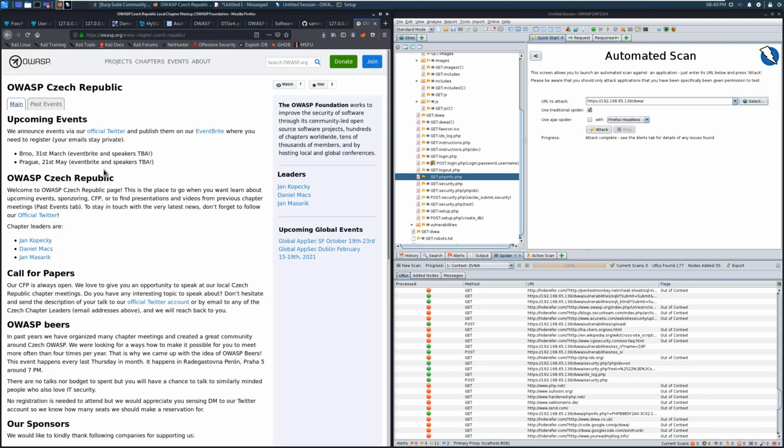And usually, every chapter might have a different look and also slightly different information on the main page of their chapter, but in general you should be able to find there contacts for the chapter leaders. If you, for example, want to help them with some activity, or if you are a speaker and would like to speak at the next chapter meeting, you can just contact them. And also the information about the upcoming events. So this is very useful.